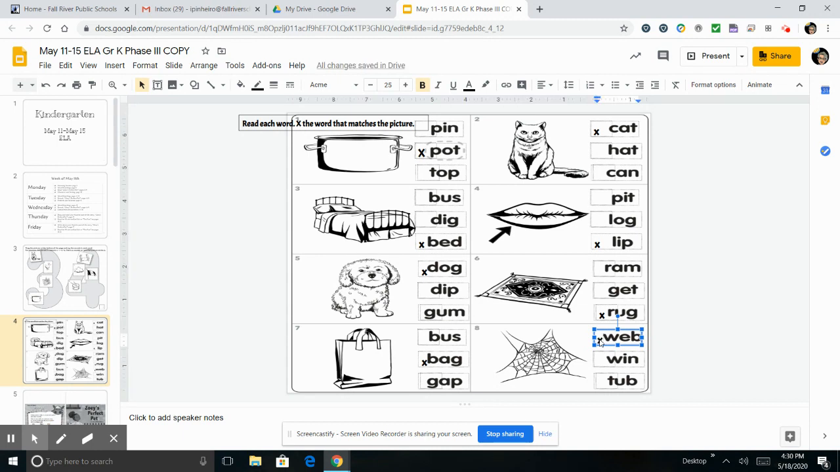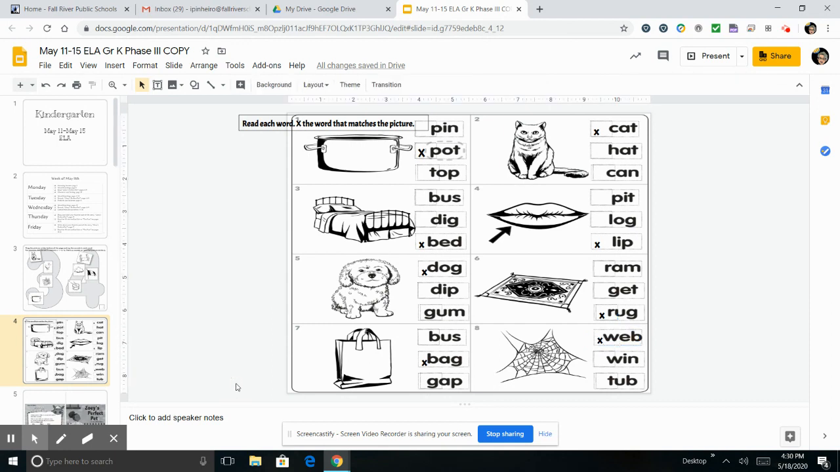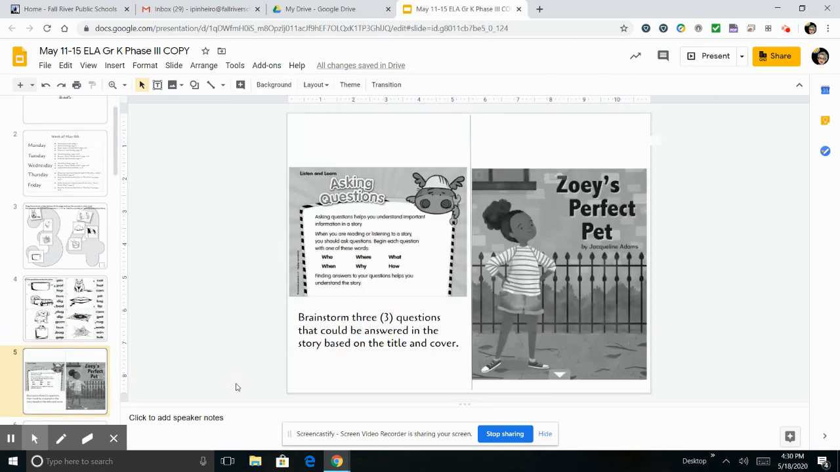The next page starts the story. Hold on. The next page starts the story, Zoe's Perfect Pet.